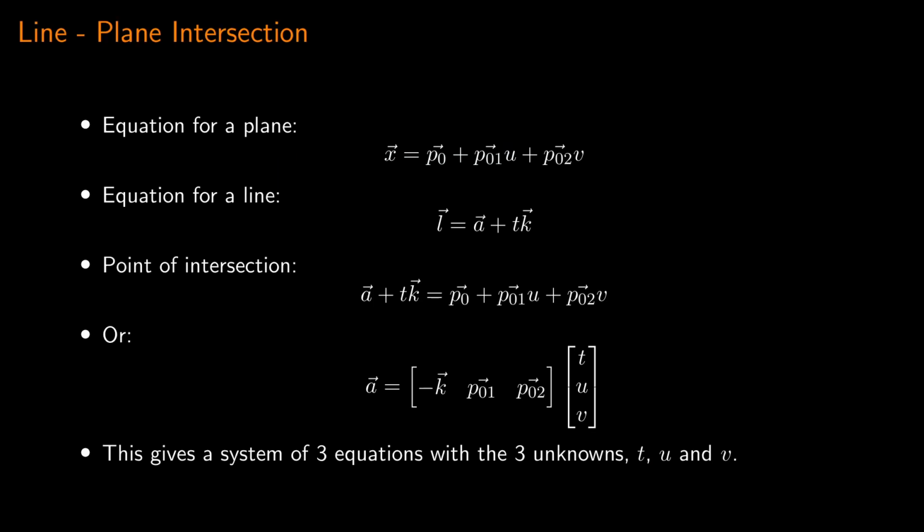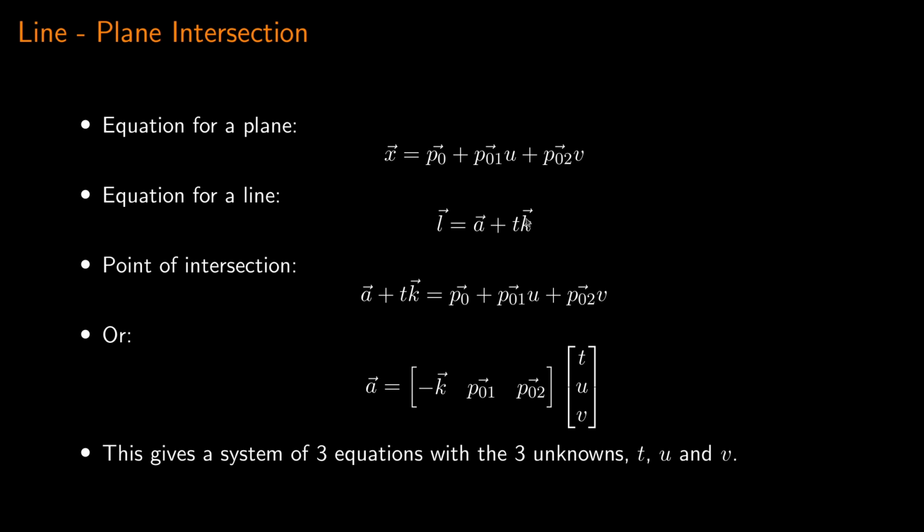Okay, so let's have a look at this a little bit more precisely. We have the equation for a plane, as we've just seen, where we have the vector x representing every and all points that lie within the plane is equal to the vector p0 representing one of our points of origin, plus the vector p01 being the vector from point 0 to point 1, multiplied by the scalar quantity u, plus the vector p02 representing a vector from our origin point to point 2, multiplied by the scalar quantity v.